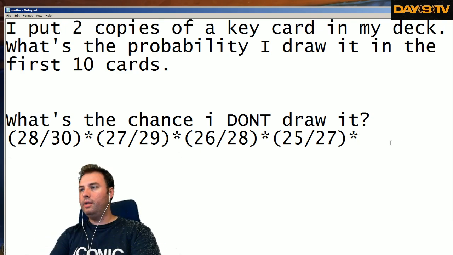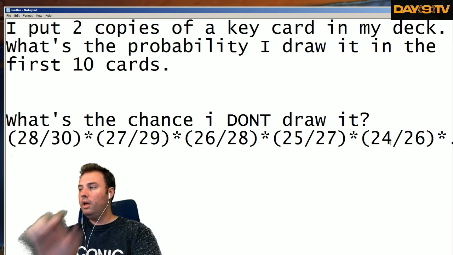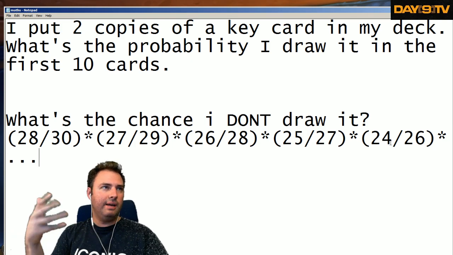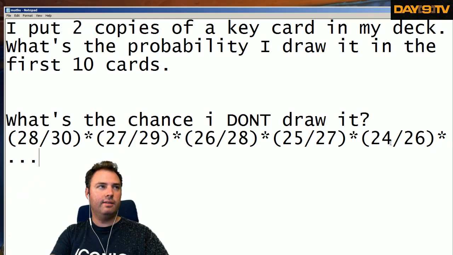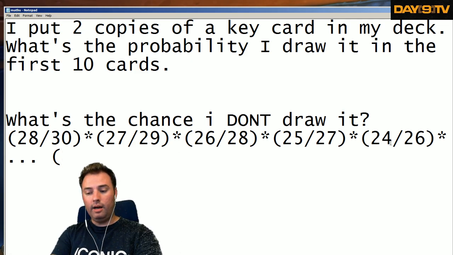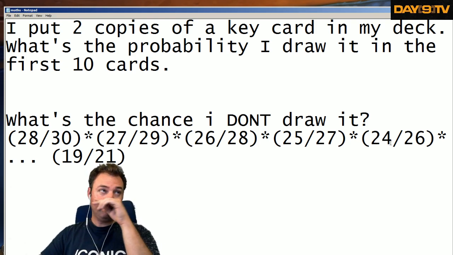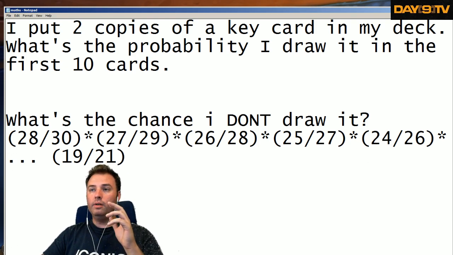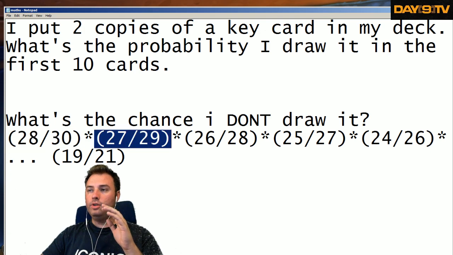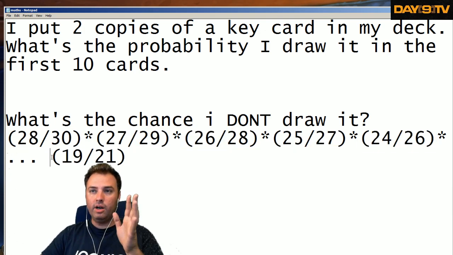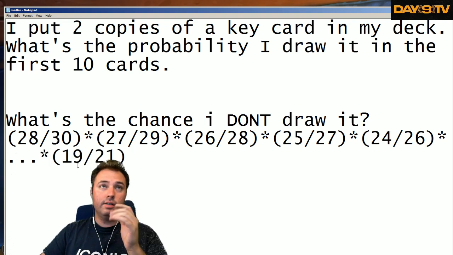So let's do this. This is 4 divided by 26. Now, if you've ever seen the dots in a math textbook, this means just keep doing the same thing. And then we're going to eventually arrive at 19 out of 21, because we've drawn 1, 2, 3, 4, 5, 6, 7, 8, 9, 10 cards. All right, let's go ahead and compute that.